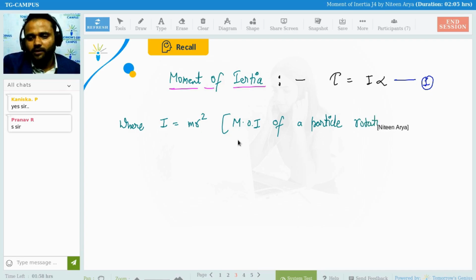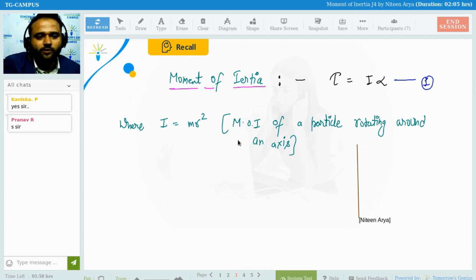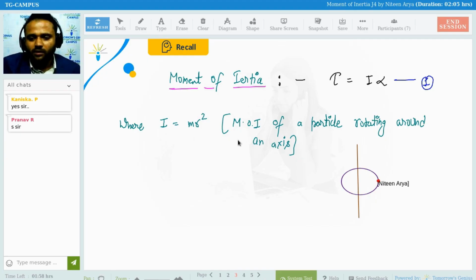rotating around an axis. What does it mean? The meaning of saying that is nothing but, suppose this is my axis, and for this particular axis I have this circle. On this circular path, if I attach a mass, that is your radius, and it is going to rotate in this way.